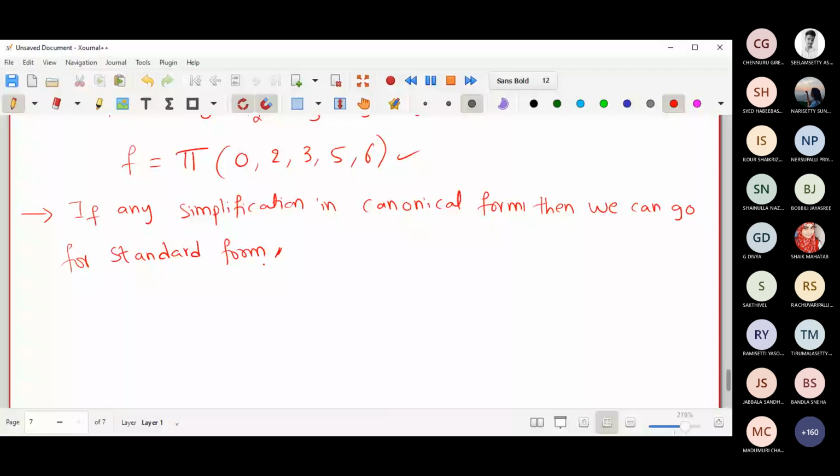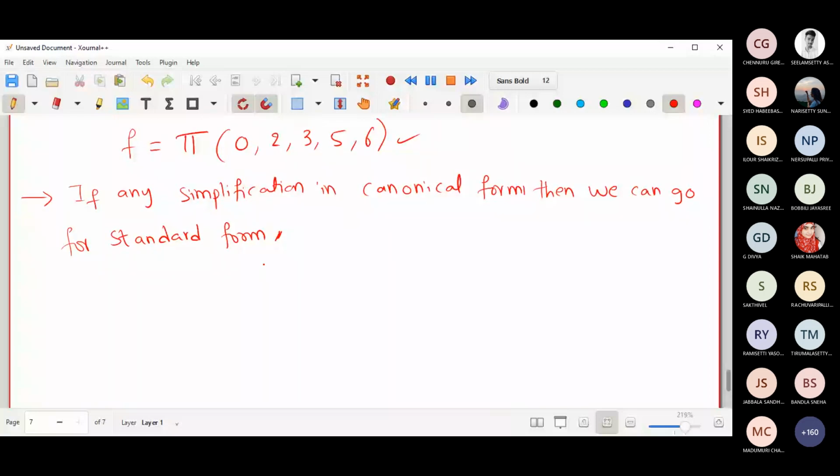Means here in the standard form, the terms will not be min terms or max terms. Min terms, max terms will not be there in a standard form. Standard form means it may be sum of products, SOP, or POS. In SOP and POS, we don't have min terms and max terms. SOP or POS is a simplified form of the sum of min terms and product of max terms form. So that is a very important point here.